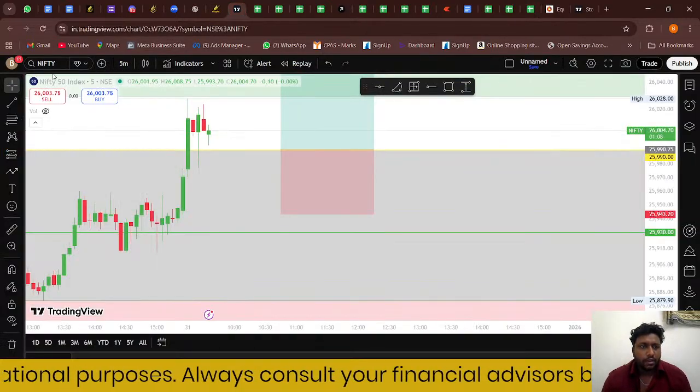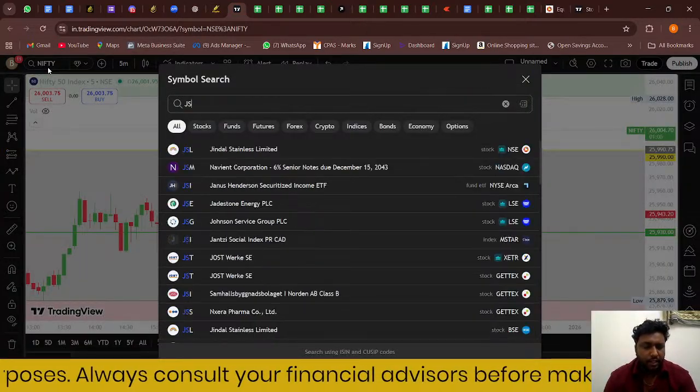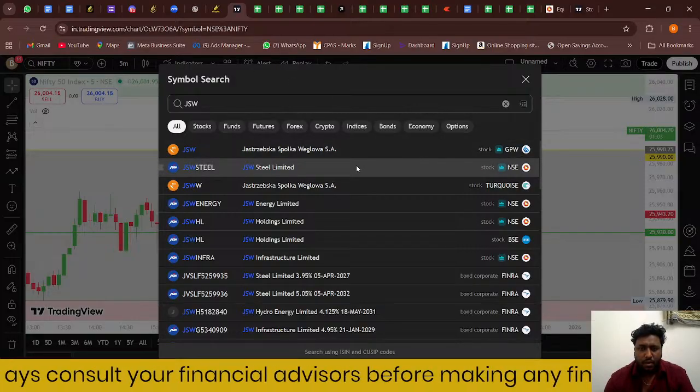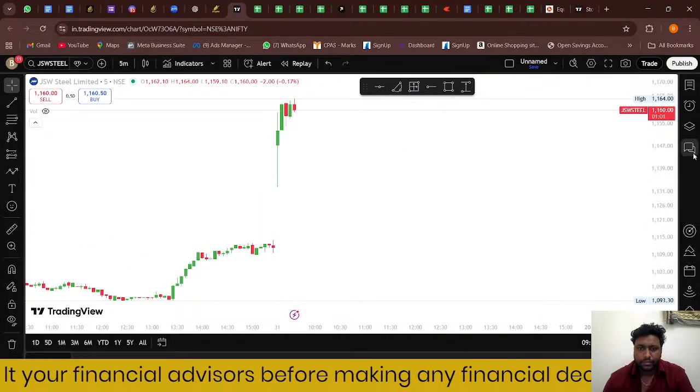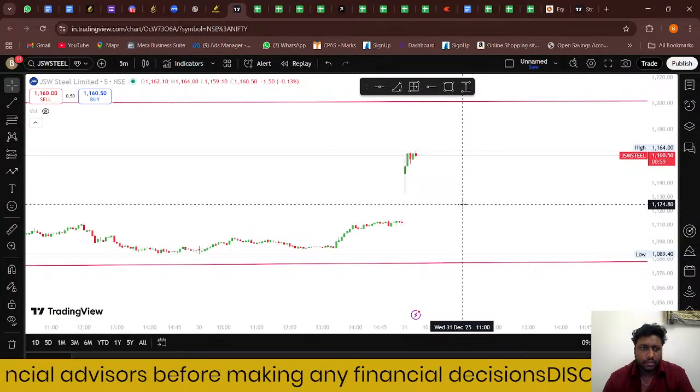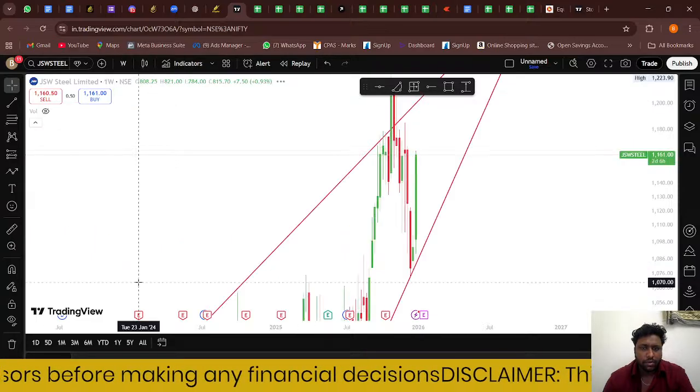JSW Steel, we'll have a quick look at JSW Steel. A gap up start on JSW. We'll change this to a weekly chart.